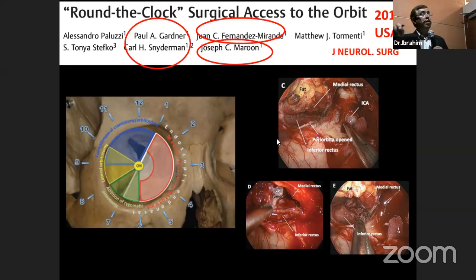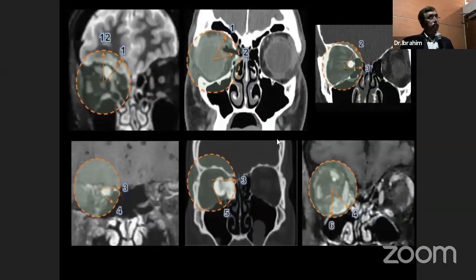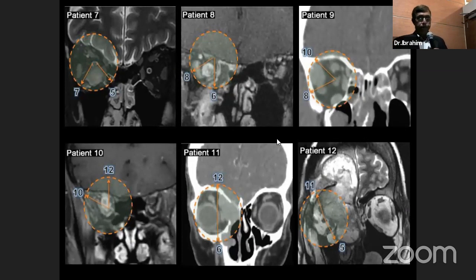They call it round-the-clock surgical access to the orbit. We can reach anywhere through this approach. And they give you examples, the regions according to where they are and how they can approach it. Beautiful paper. Joseph Maron now is in retirement. He's doing some yoga classes.